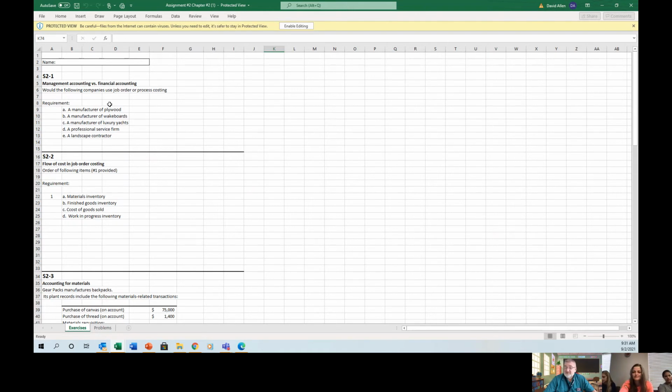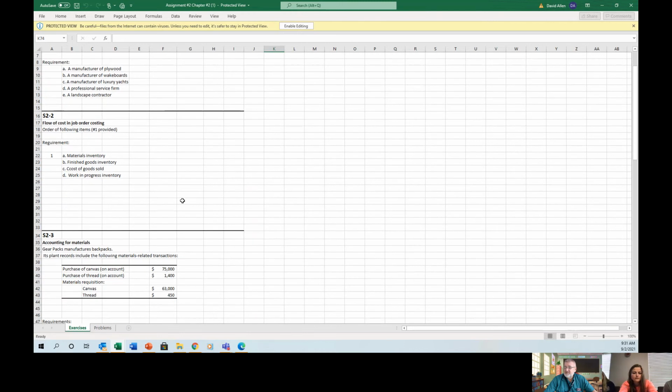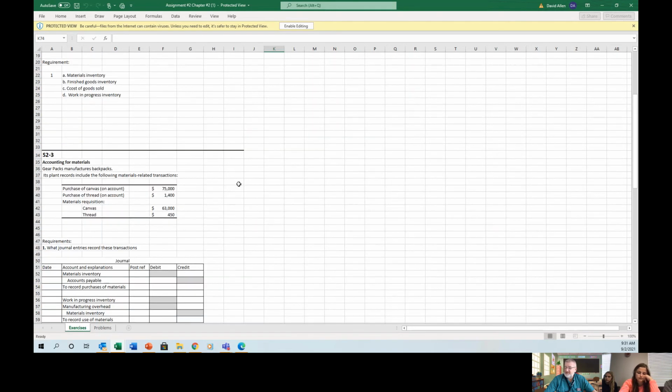Okay. So anyway, this first problem is simply going through and identifying whether it is a job cost or a process cost exercise. Just like the one we did last week, you're either going to put JC or PC in these first couple of blocks right here. The next one is the order of flow. Which of these comes first? That comes right out of your book. If you go back and read through the book, it'll tell you right there how to get that information.